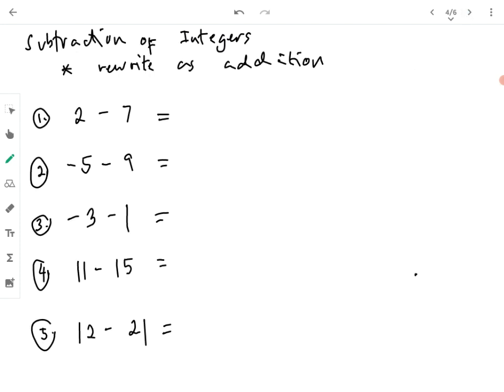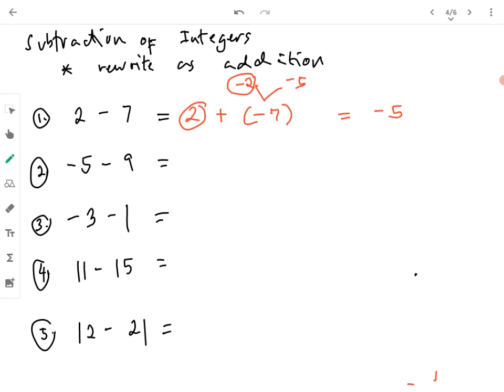Subtraction of integers. In subtraction of integers, let's simply rewrite them as addition. Then after we rewrite them as addition, we go back to the rule of addition. Let's say 2 minus 7. We can rewrite this as 2 plus negative 7. We can break down negative 7 into negative 2 and negative 5. Negative 2 and positive 2 make 0. We are left with negative 5.